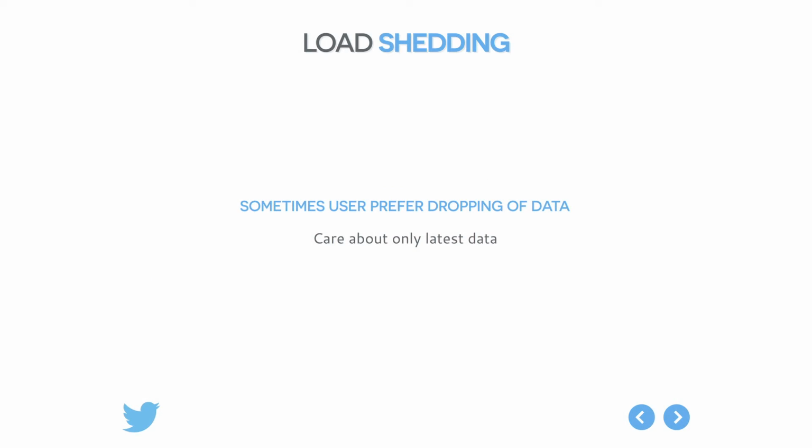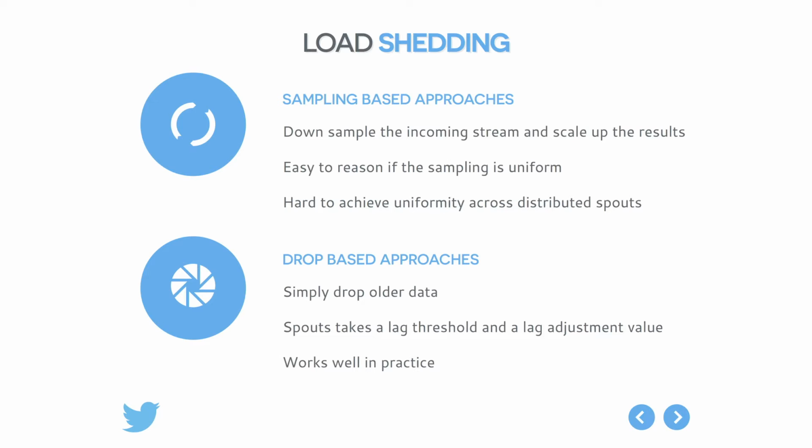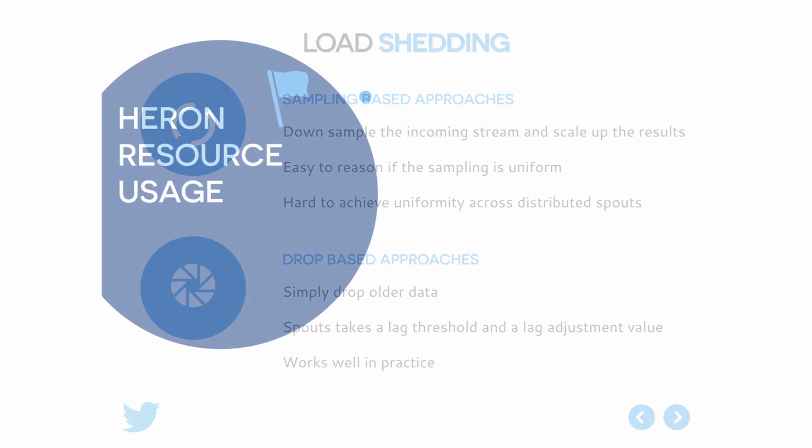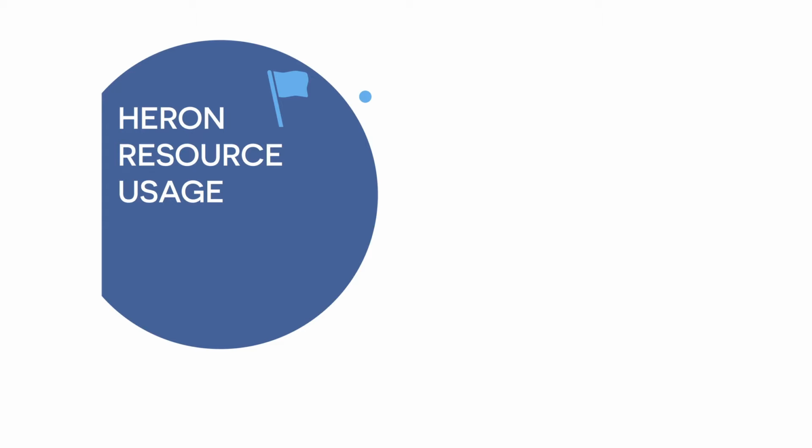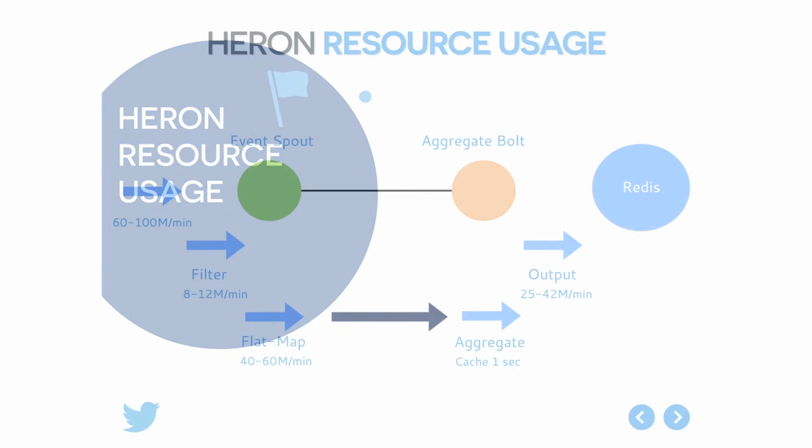So I'm going to skip the load shedding section, and instead go into the resource usage of Heron. One of the things people have talked about is, can I keep the question a little bit later? I have only 5 minutes. Okay, so the Heron resource usage: we took a 2-node topology.